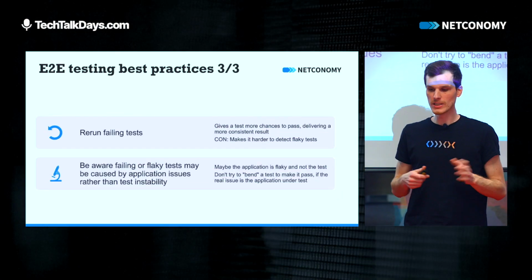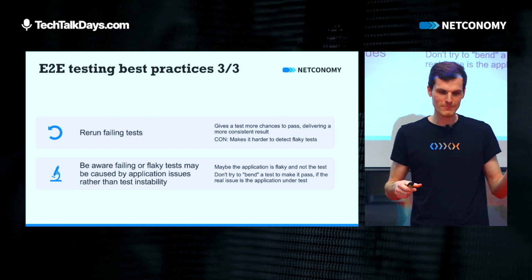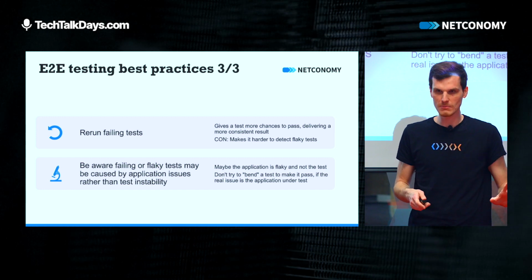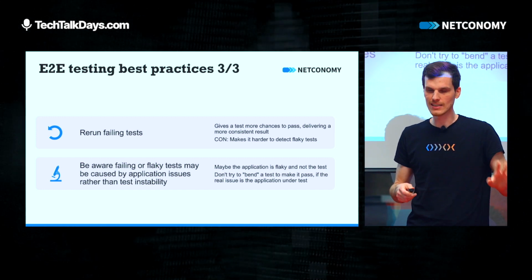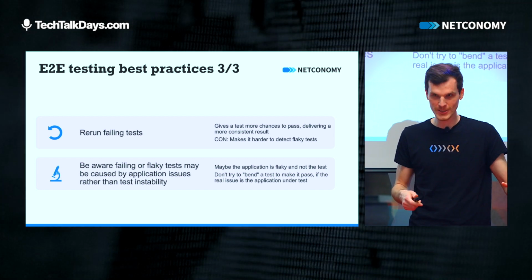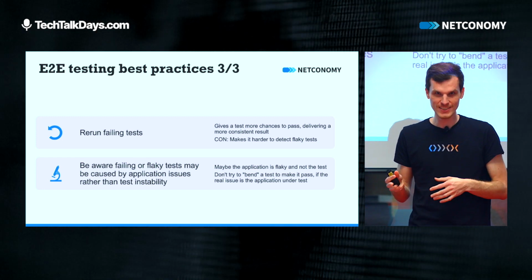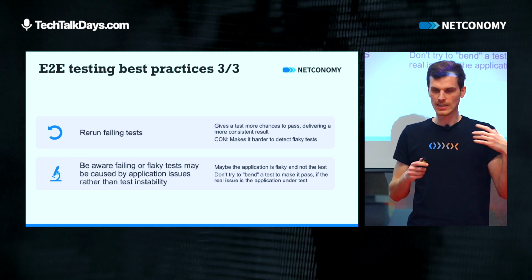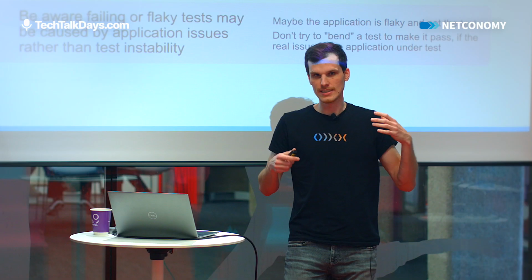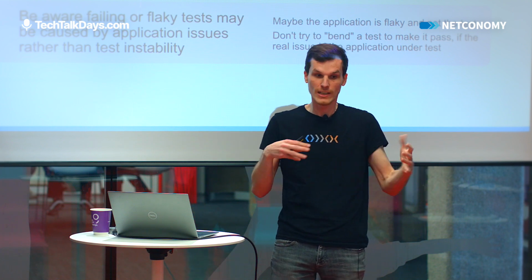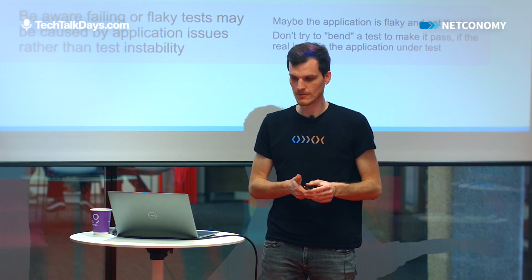Then, rerun failing tests. Sometimes your application has a hiccup and the test just randomly fails. Then you can tell the test suite, okay, rerun it once. If it fails again, okay, we have a problem. It's really failing. If it succeeds the second time, it's counted as successful. This makes the test suite more consistent, but might hide actual flaky tests.